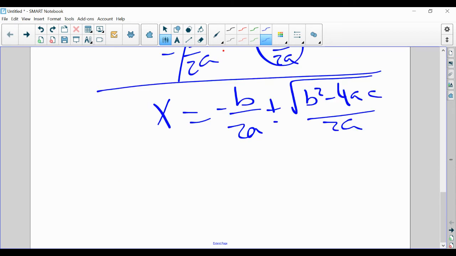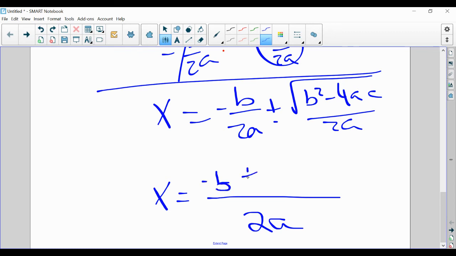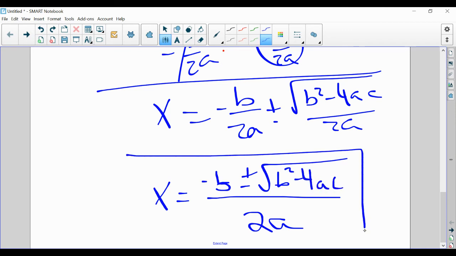And just as I said before, here we are adding and subtracting fractions at the same time, so we need a common denominator. But guess what? We have a common denominator. This is great news. I don't have to change anything. I can keep everything over 2a, and I get negative b plus or minus the square root of the discriminant, b squared minus 4ac. So I can see that x is equal to negative b plus or minus the square root of b squared minus 4ac all over 2a.